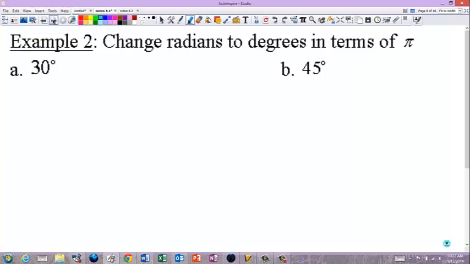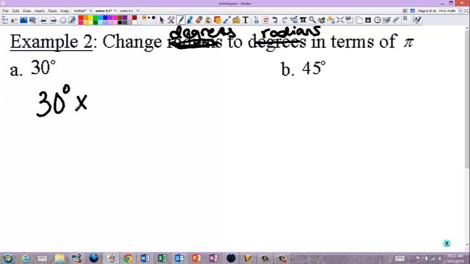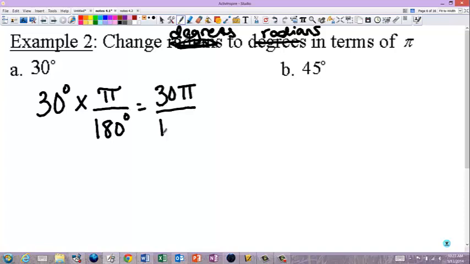So it says change, and the word should be degrees to radians. I'm not sure if it's a typo on yours or if I remembered to fix it. So you do 30. To go from degrees to radians, you multiply by pi over 180. That gives me 30 pi over 180, and then I have to simplify my 30 over 180. Well, 3 goes into 18 6 times, so that's 1/6. So my answer is pi over 6.